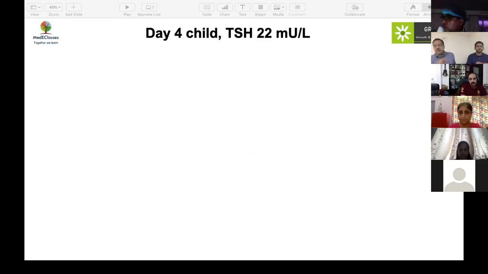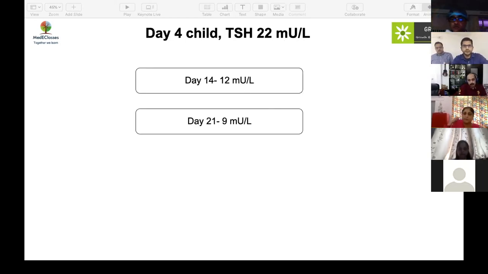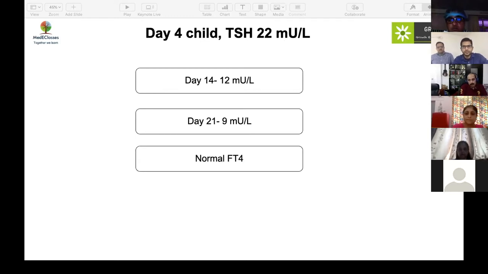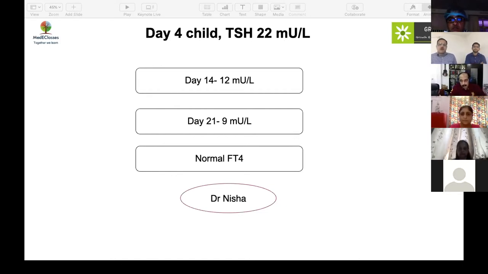Second case, Dr. Pratik. A 4-day-old child came with a TSH of 22. Now, reports done on day 14 was 12. On day 21, it was 9. However, the FT4 was normal all the time. So, Dr. Nisha, this is a very common case of a TSH which is persisting to be high. Started off with 22, it's not in the real cutoffs, but it's persisting to be high at day 21. What should be done in this situation, Dr. Nisha?